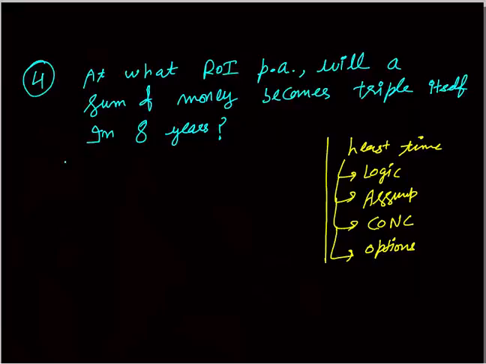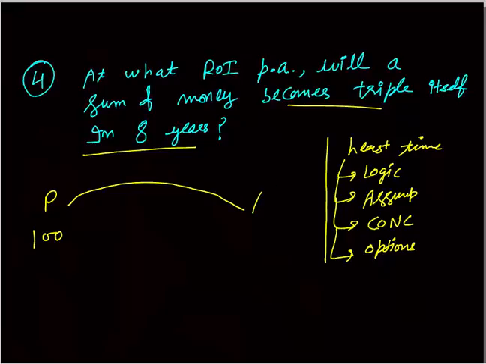Now what the question says is: at what rate of interest will a sum of money triple itself in 8 years? In this case you can assume any principal. Let's see, the initial principal P was rupees 100. It becomes amount after 8 years, as the question says that in 8 years the money got tripled. In 8 years the amount becomes 300, that is 3 times of itself.